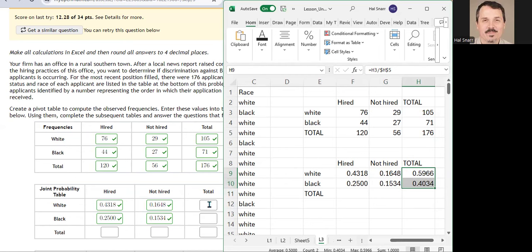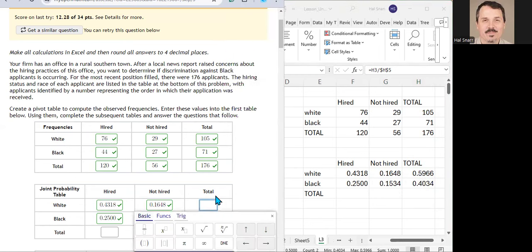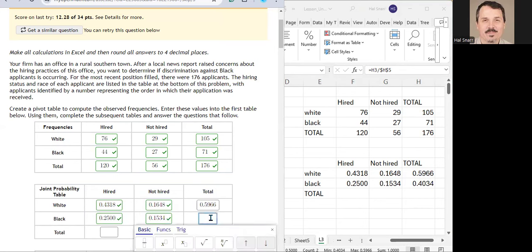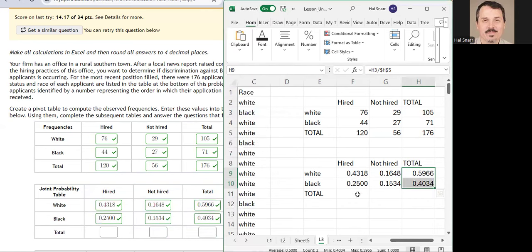So these marginal probabilities here are 0.5966 and 0.4034. So these 2 are a frequency distribution. These 4 are frequency distributions. Then we got 2 more. We got another set of marginal probabilities. To get these, we just drag this down.